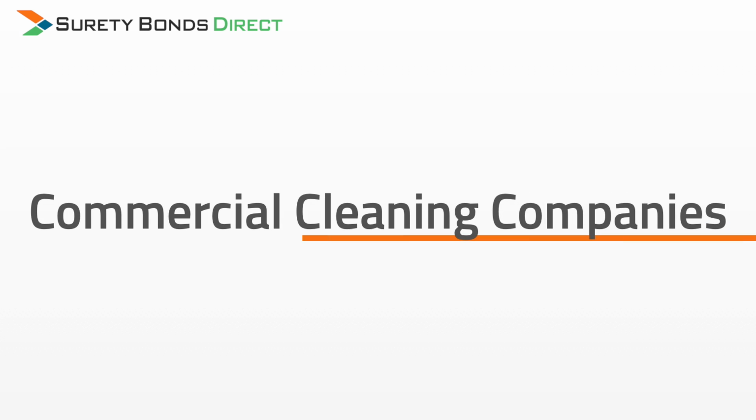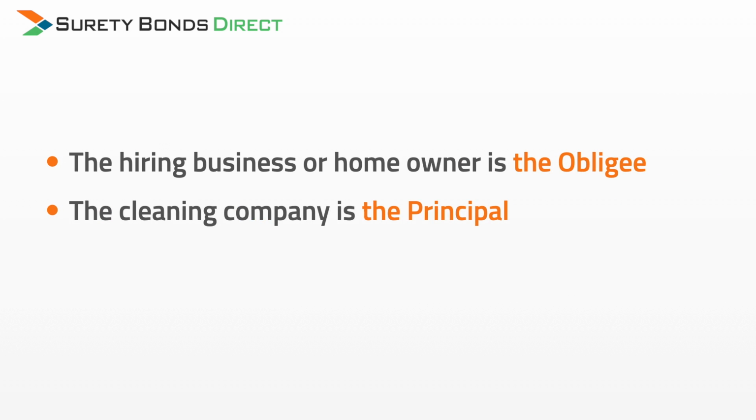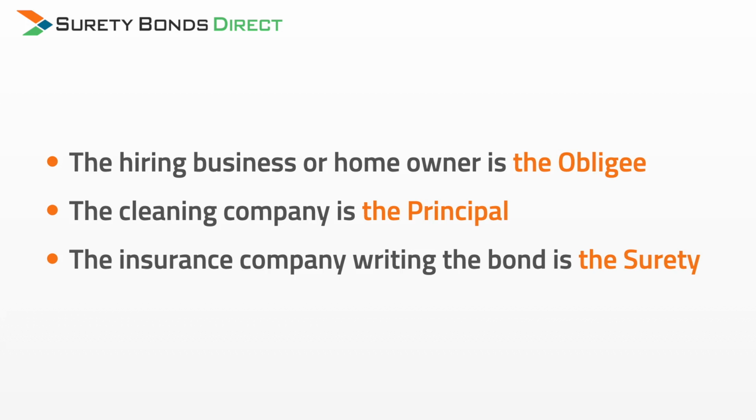Example 3. Commercial cleaning companies. Governments don't require a cleaning company to purchase a surety bond. However, the company or homeowner hiring the cleaning company may require the company to be bonded. This means they must have a valid surety bond. The hiring business or homeowner is the obligee, the cleaning company is the principal, the surety company remains the insurance company writing the bond. This type of surety bond is called a fidelity bond, and in this specific example, it's actually called a business service bond or a janitorial service bond.